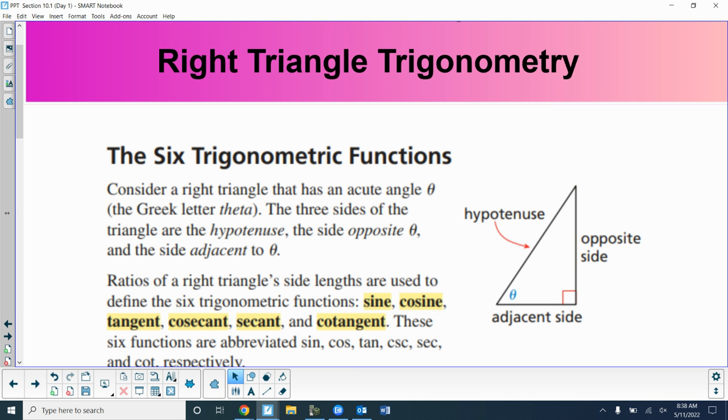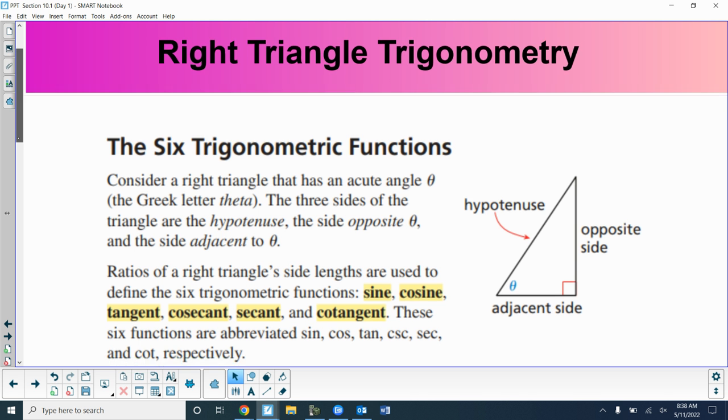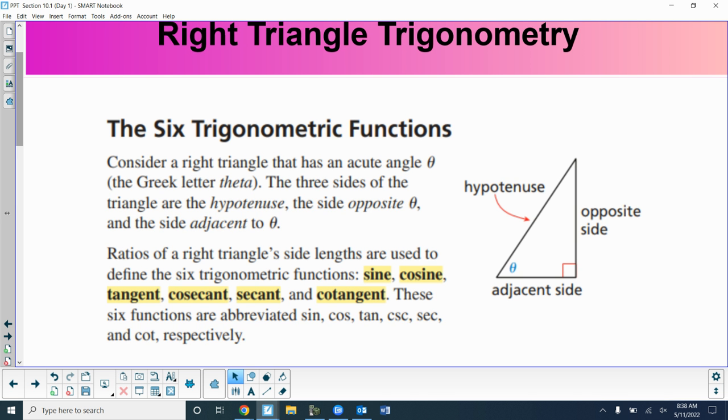It's that longest side of the triangle. They call these the legs usually, and it's a right triangle. The 2 legs and the hypotenuse. Okay? It says ratios of a right triangle side length are used to define the 6 trig functions: sine, cosine, tangent, cosecant, secant, and cotangent.